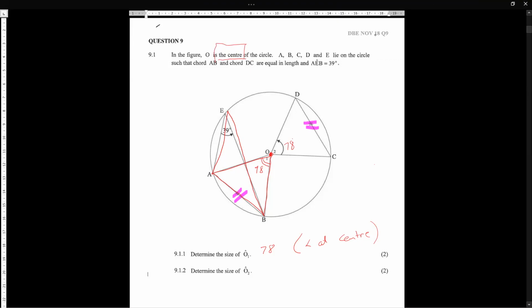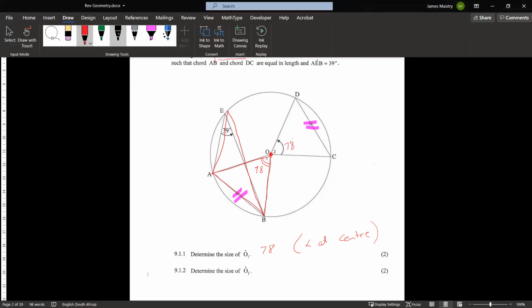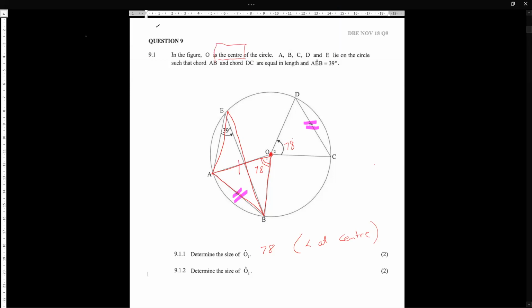Won't it be vertically opposite, sir? No, that will be incorrect because the lines are not straight. BOD is not a straight line, so we can't use vertically opposite. So wouldn't it be equal chords equal? Thank you. Equal chords produce equal angles at the center.